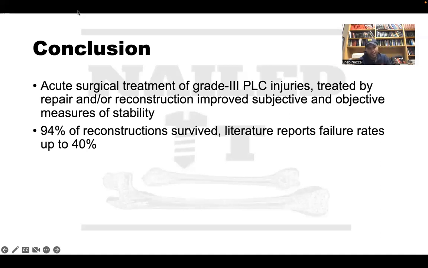And I think all these papers by Dr. LaPrade all have a lot of value. And I think this is just another one of them. And it's nice that this is a prospective study as well. That always adds more value to the paper.